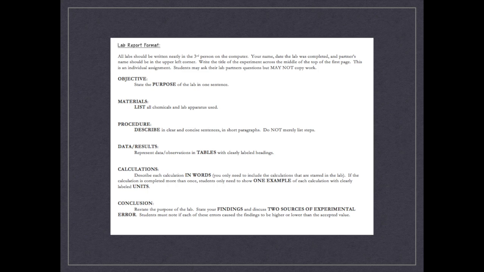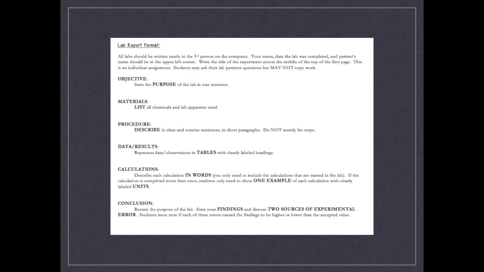Now, all lab reports have to be in third person. You need your name, the date the lab was completed, and your partner's name in the upper left corner. You need a title, right? This is not just going to be like lab number 1. Write the title of the lab, okay? And you have to do this by yourself, okay?